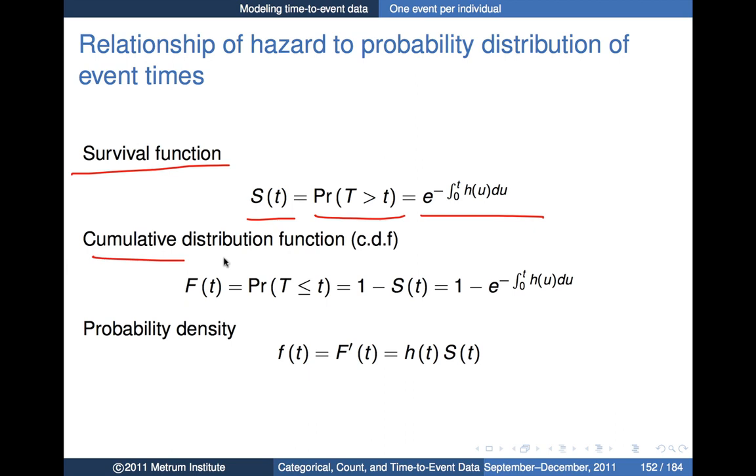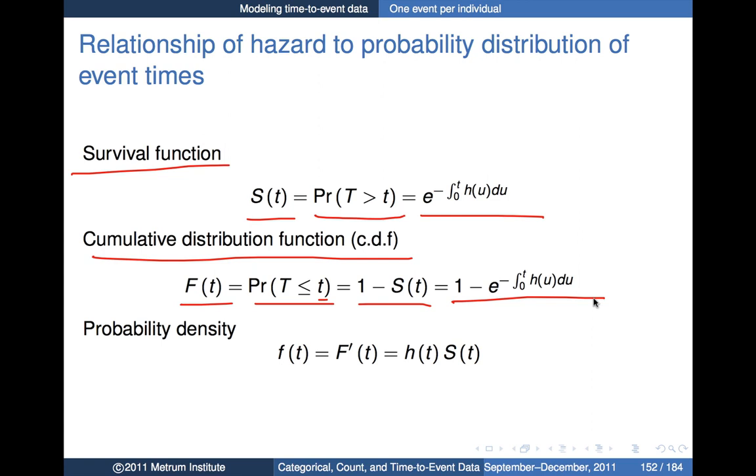We can flip that around and talk about the probability that the event has occurred up to some time, little t, and that's simply our cumulative distribution function. I've written that as the probability that our event has occurred, or capital T is less than or equal to little t. That's simply 1 minus the survival function, and so we can write it here again as 1 minus e to the minus the integral of our hazard function.